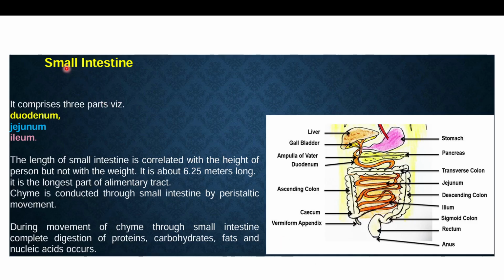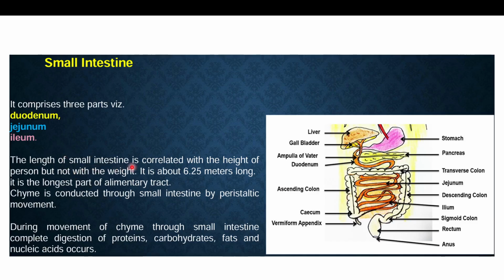Next comes the small intestine. It comprises three parts, namely the duodenum. This is the small intestine here, okay, this part. So it has the duodenum, the one which is immediately originating out of the stomach. Then comes the jejunum, and then comes this ileum here.